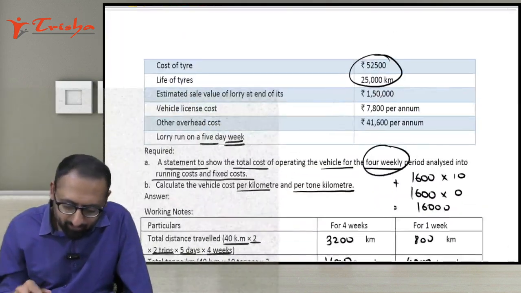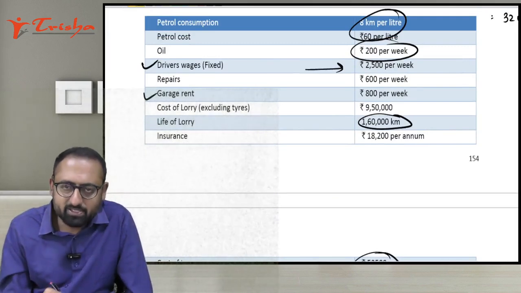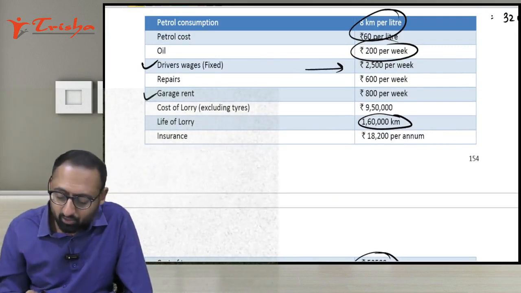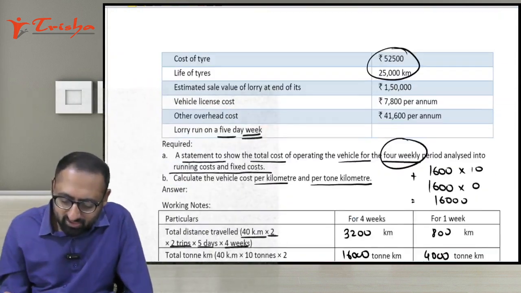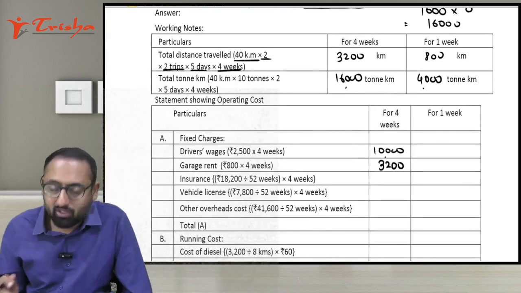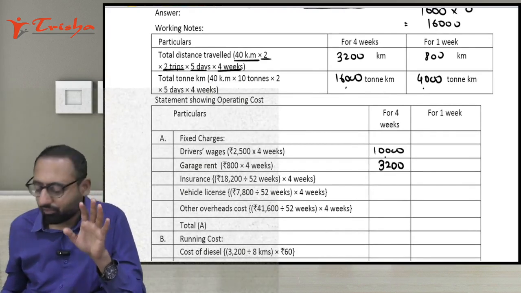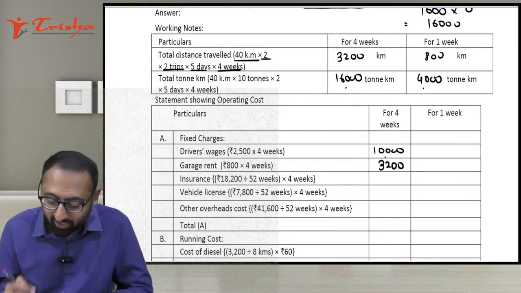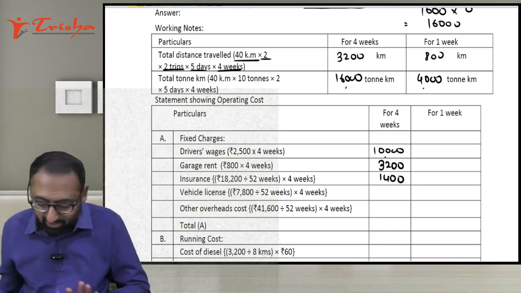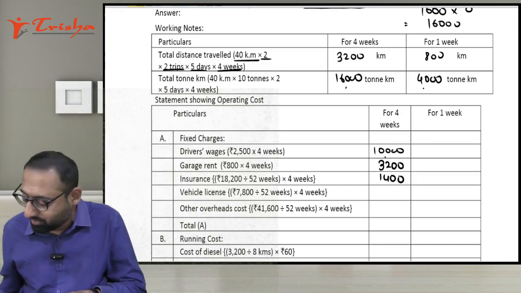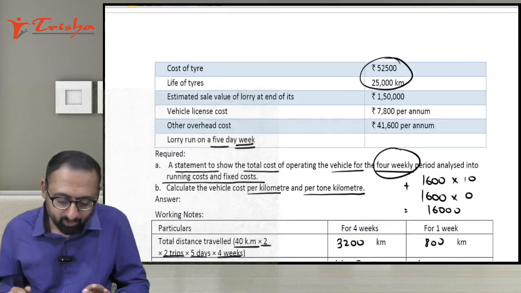Next one, cost of lorry. Guys, it will be a depreciation. Depreciation is dependent on kilometer. Ignore that. Let's work out insurance. Insurance cost is 18,200 per annum. So here you'll have to calculate 18,200 divided by 52 weeks in a year, multiplied by 4 weekly period. 1,400, guys. Are you agree with this? You can check that, the calculation is also given. 18,200 divided by 52 weeks multiplied by 4 weeks. It is 1,400. Let's move ahead.